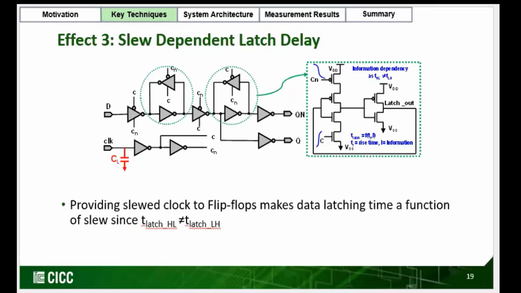Now, if we talk about the clocked latch circuit, which is there in D flip-flop, high to low latching is based on the point C. However, low to high latching is based on point Cn. As Cn and C has different slew, this latching time of high to low and low to high is different and now a function of slew.